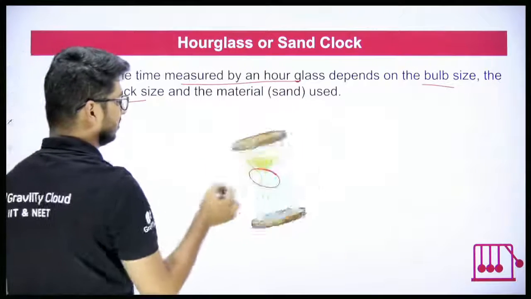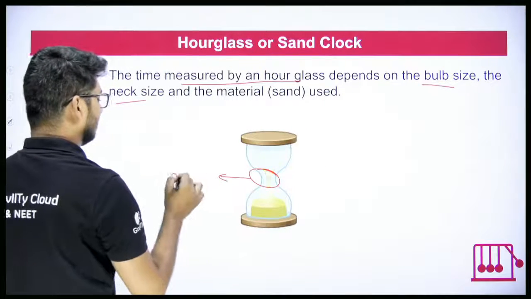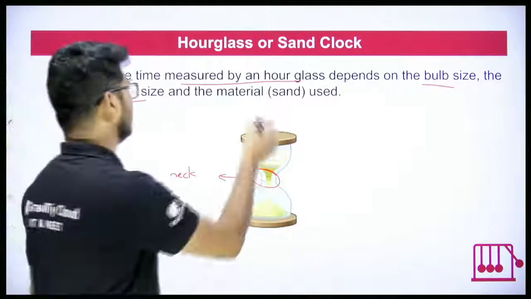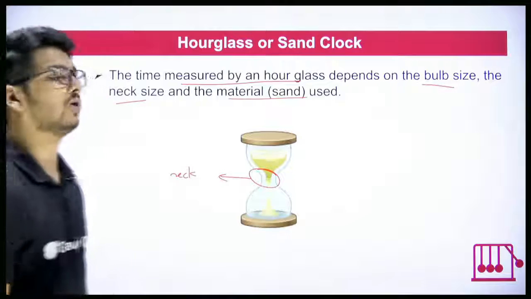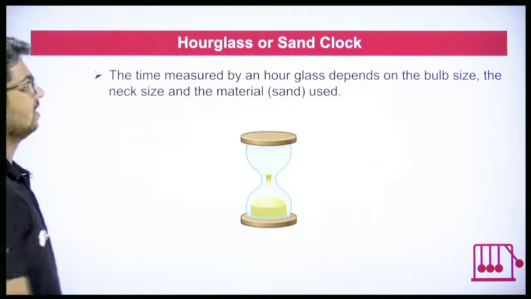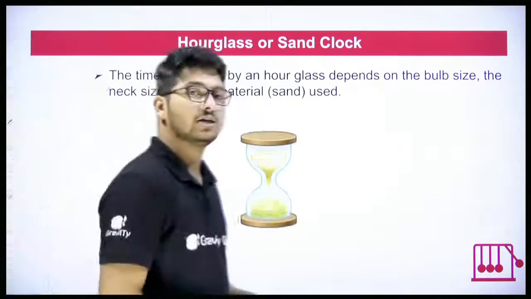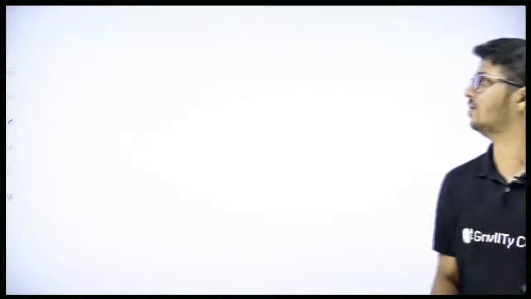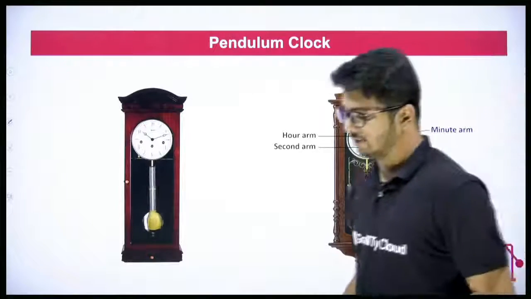This is the neck. Everything else is the bulb. These two are the bulb. And the material, that is also the sand used, how soft the sand is. But ultimately, what is the thing? An hourglass or a sand clock is used to measure time. Got it? Good. Then we had pendulum clocks.